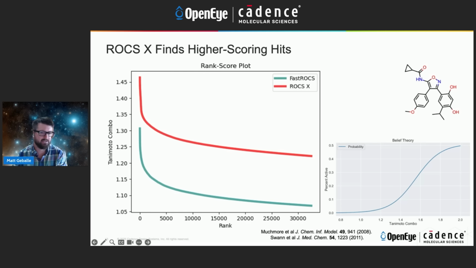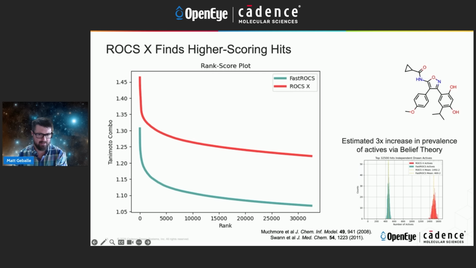We can take these two hit lists, and by doing this sampling, we can estimate that this increase in tandem-modal combo in the ROCS X hit list actually gives you about a 3 times increase in the expected prevalence of actives via belief theory. So finding these higher scoring hit lists has a real improvement in your chances of finding an active compound, at least as active as your query via belief theory.